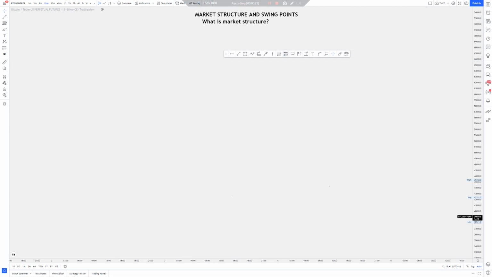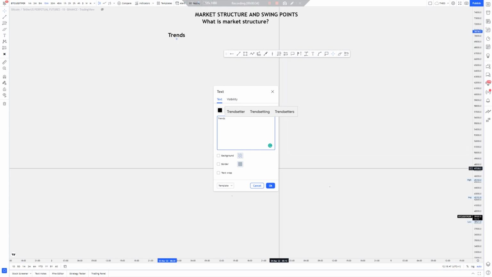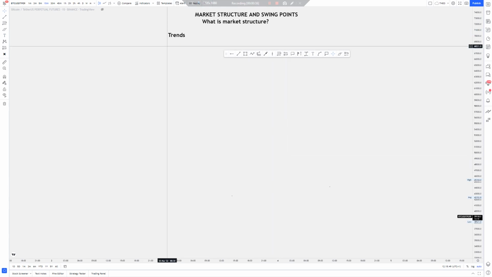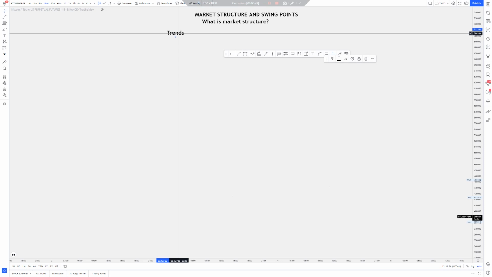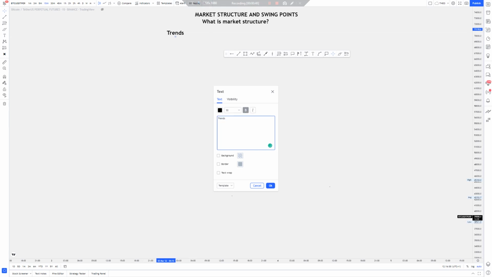So what we will be starting with is trends, okay? Now you might be wondering what a trend is. A trend is a component of market structure, and there are basically three types of trends, okay? We have the uptrend, we have the downtrend, and we have the sideways or consolidation.